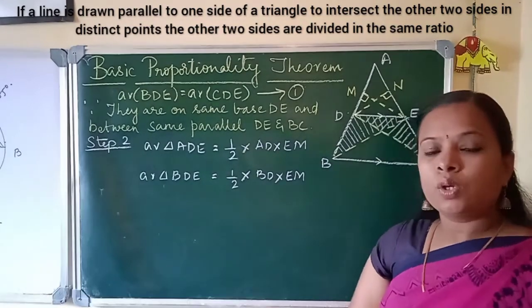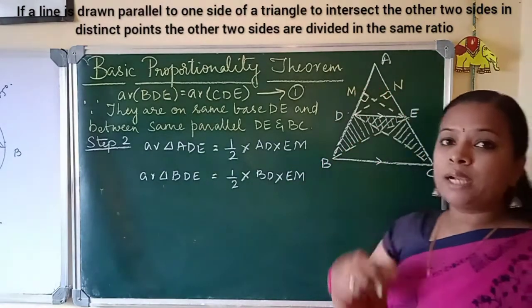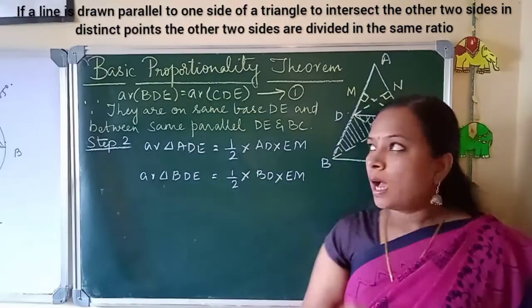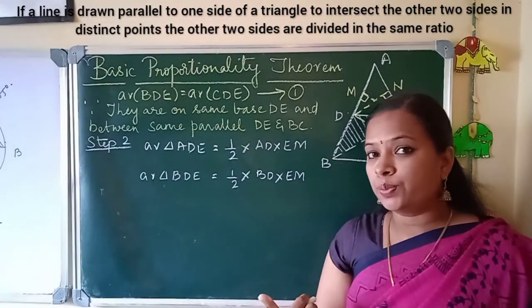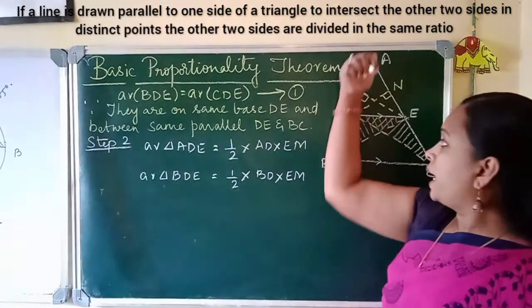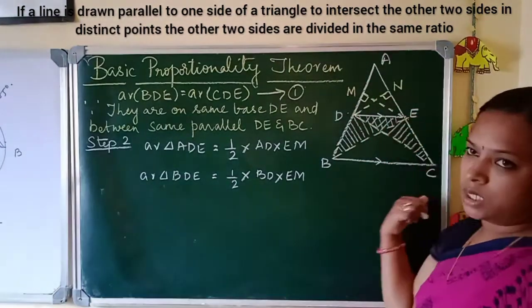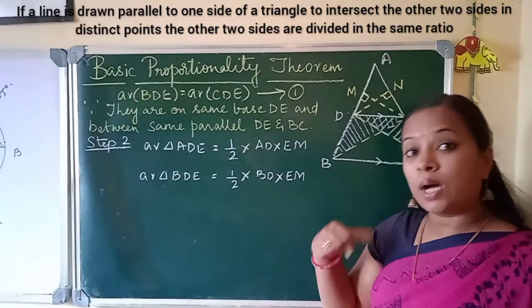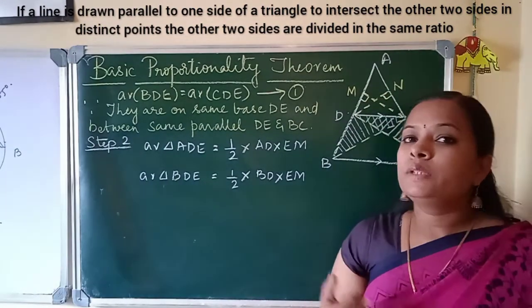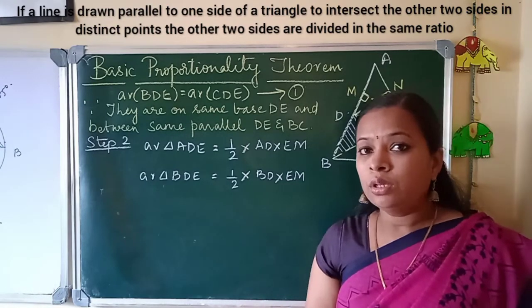You may have a doubt why I have compared these two triangles. I have compared these two triangles because of what we needed to prove. We needed to prove AD by DB is equal to AE by EC. So that's the reason I have compared these two triangles to arrive at the result. So always you have to remember what you need to prove and then you have to proceed.